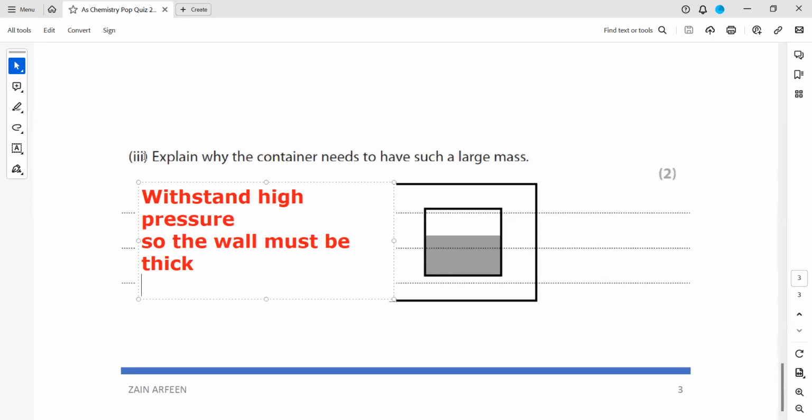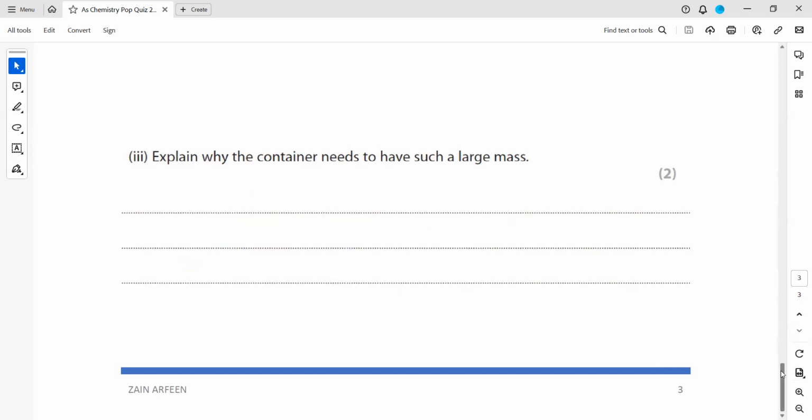And to keep the walls thick, the mass increases, because we are using a metal for the walls. So if the walls are thicker, the mass will definitely be higher. So this was pop quiz 2, which was related to moles and acids.